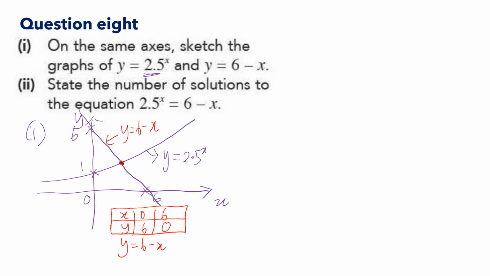So therefore, if you look at part 2, the question did not say from the sketch, state the number of solutions. Oh, you were just asked to state the number of solutions. So it's actually from the sketch. You're not asked to write down the solutions. Can you see the difference?